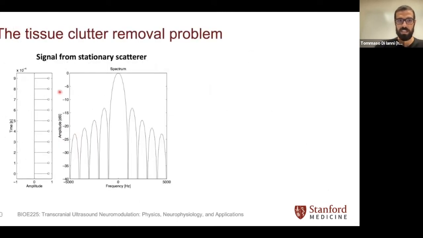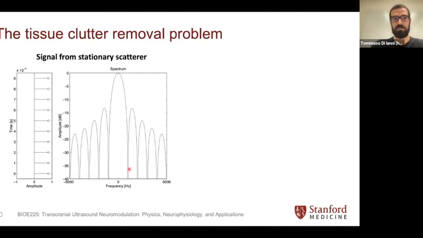So it will look like something like this. Now, for those of you who are familiar with signal processing, we can look at this as a rect function, right? It's basically 0, 0, 0, goes up to a certain value, and then is 0 again. If we take a Fourier transform of that function, it will look like a sinc. And this is what we see here.